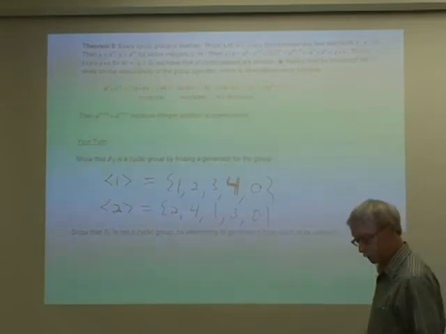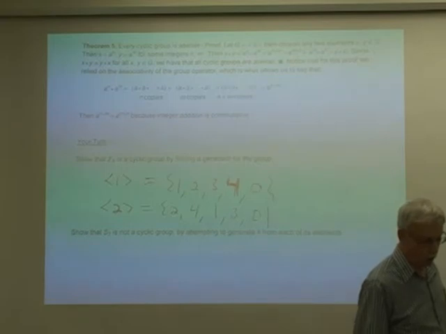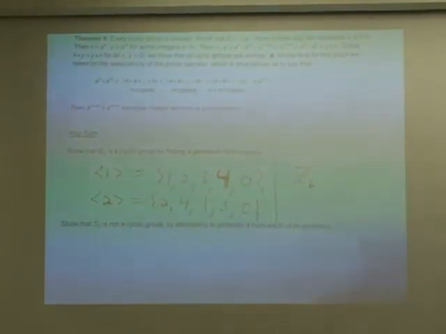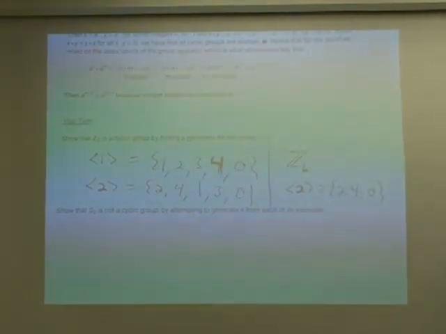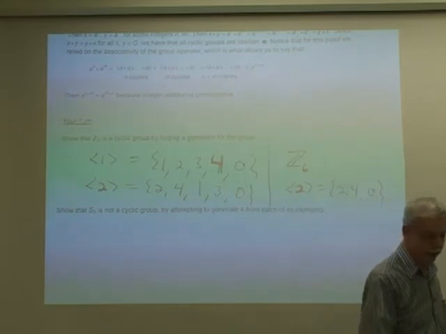And why does that work? It won't work in Z6. Why not? Well, what would be 2 in Z6? 2, 4, 0, right? And that's not the whole group. What's the difference? 5 is prime. Whenever you work in a prime thing here, every non-zero element will generate the group.